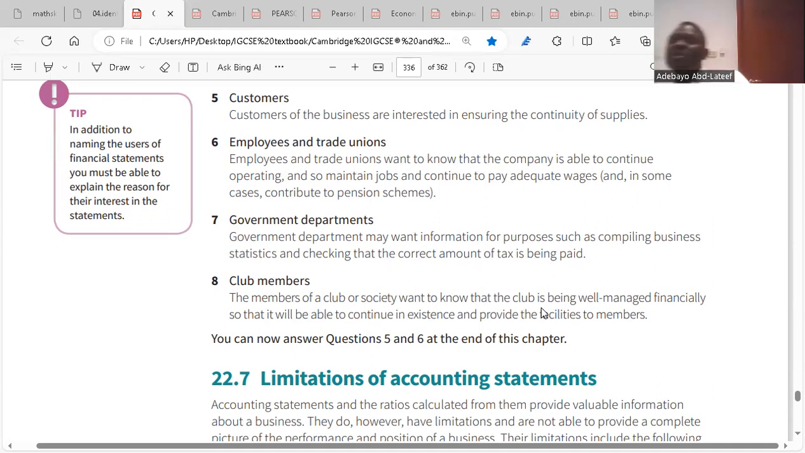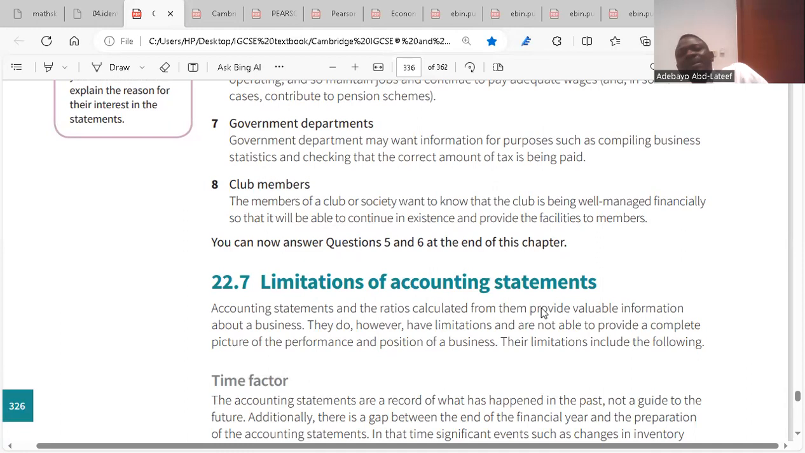For employees and trade unions, they want to be sure that the company is for the long term and that the company has the financial capability to pay them their wages whenever they are due. For government departments, they may want information for purposes such as compiling business statistics and checking that the correct amount of tax is being paid. So, for records and for taxes.